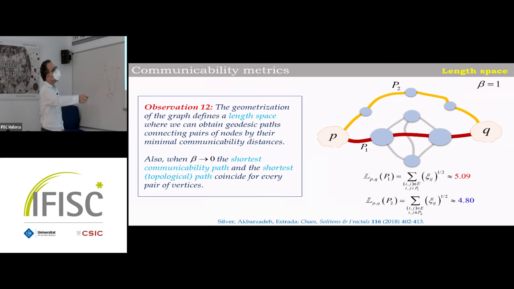Suppose that you have these two nodes here, P and Q, and I will analyze this path P1 and this path P2. If I take the sum of these communicability lengths for this path, I will obtain the value of 5.09, whatever it means. If I take this other path, longer in terms of number of steps, it gives me a smaller communicability distance than the previous one. So what does this mean? This indicates that going by this route is shorter than going by this route.